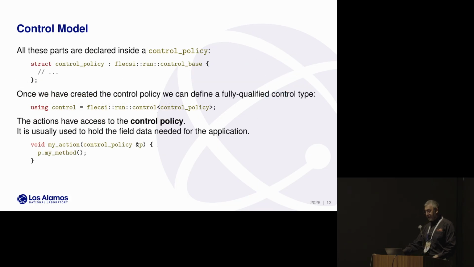So I had mentioned the control policy. Everything's declared within a control policy, and you could add whatever data values and methods you want there. And those get passed to all these different other FleCSI routines. So once we have the control policy, we could create a fully qualified control type, as shown here, by passing it to FleCSI run control. And then the actions will be given this control policy and can use that for things like the field data, which is used by the application.